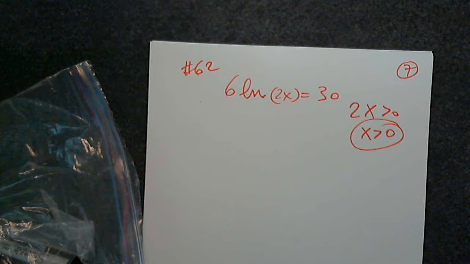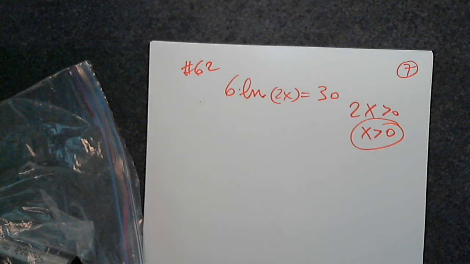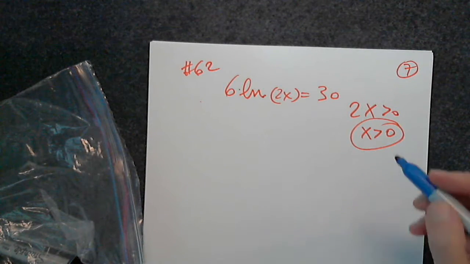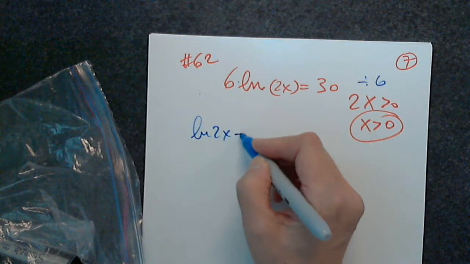It's going to be 2x. Nope. We need an extra step to clean it up. It's not completely cleaned up. I cannot move it, it's multiplied, but I can do something else to remove it. Since it's multiplied, what should I do to get rid of it? Very good, awesome, that's all I want you to say. So natural log 2x equals 5.